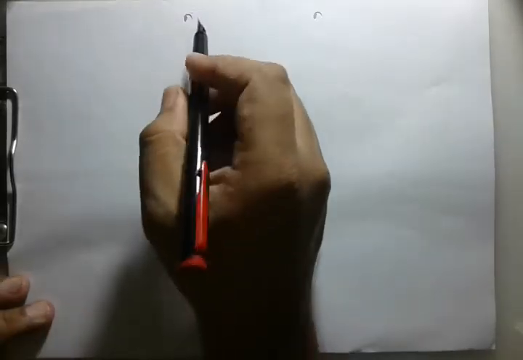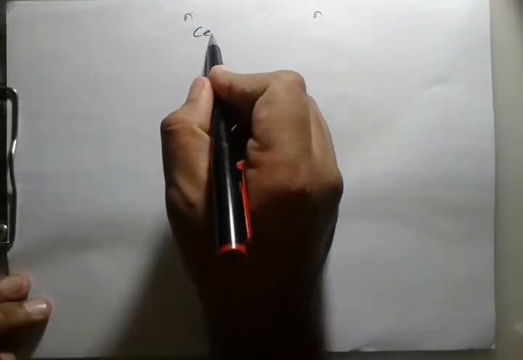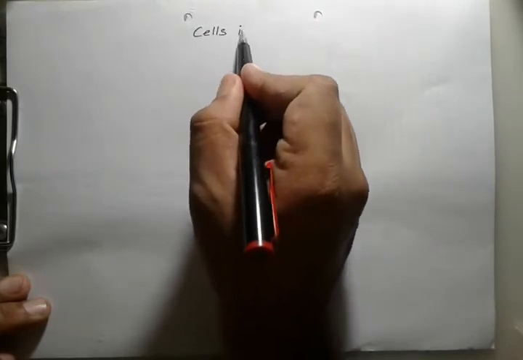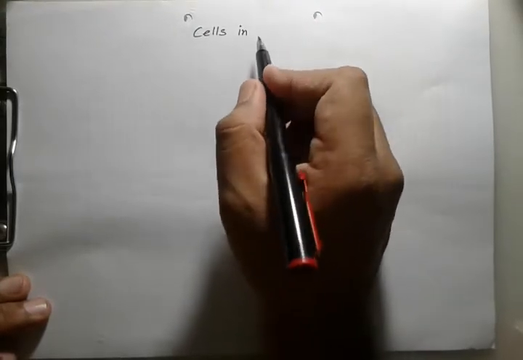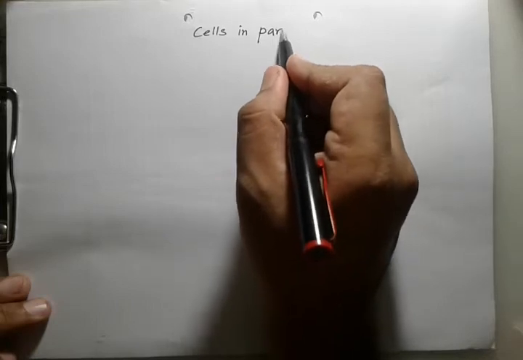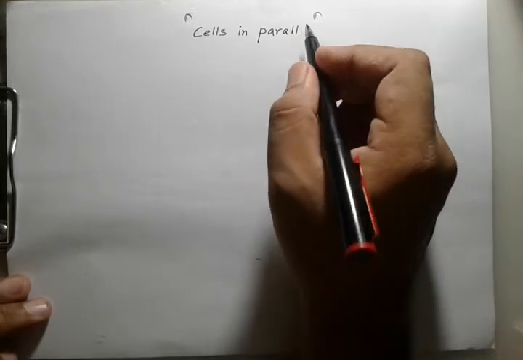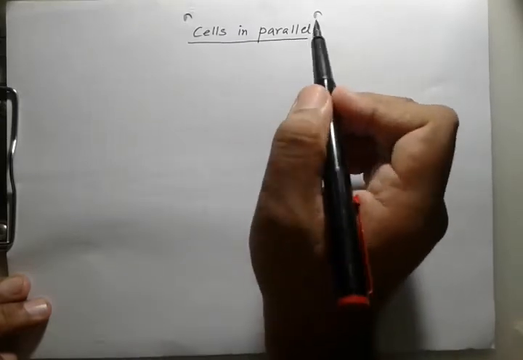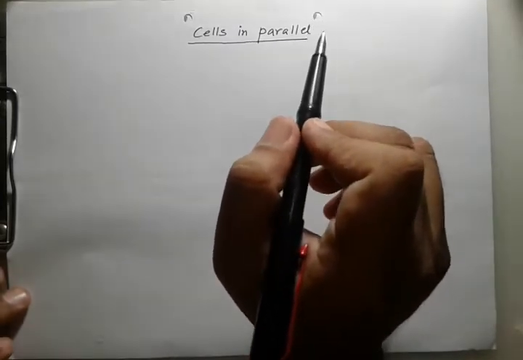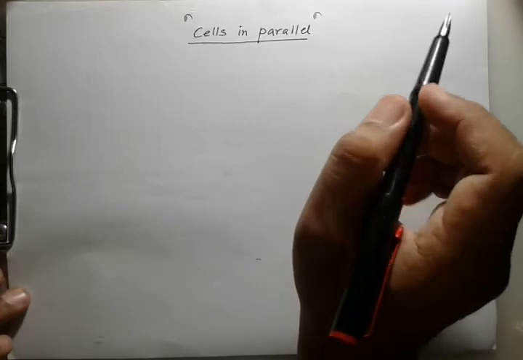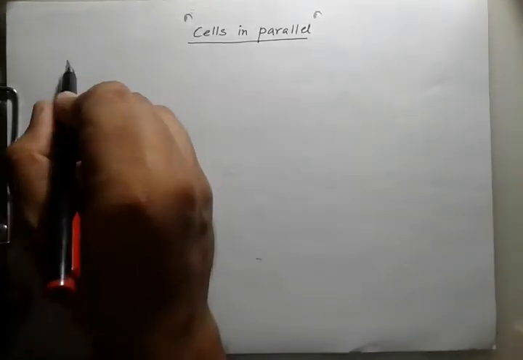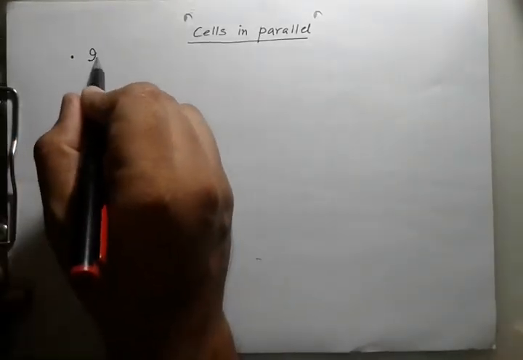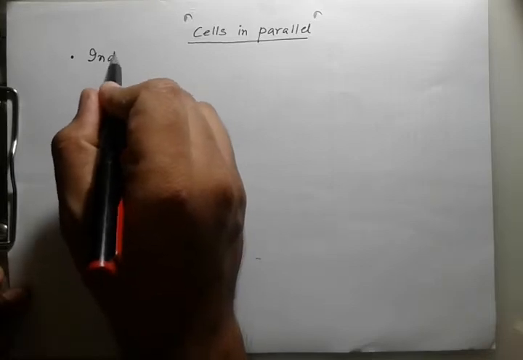So in this video we are going to learn about cells in parallel. In the initial case, we take all the identical cells. So in this case, all the cells are identical.